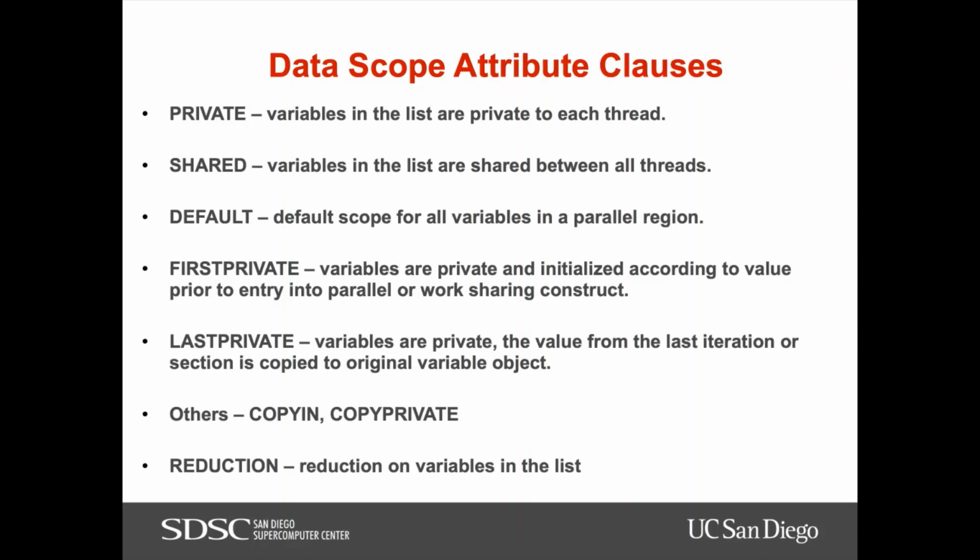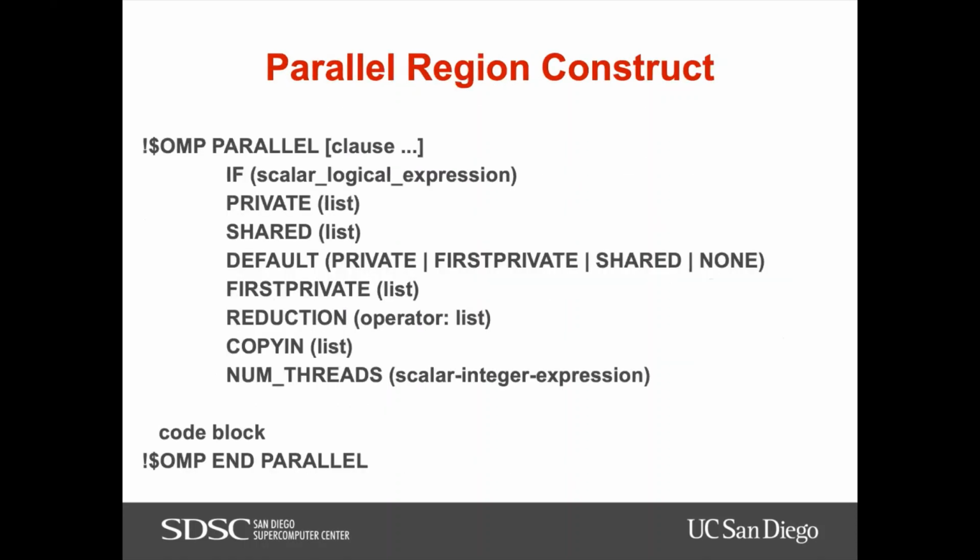Default, as I mentioned, sets the default scope for the variables. Firstprivate basically says the variables are private, but they're initialized according to the value just before the entry into the parallel or work share construct. And lastprivate is the other way around. Basically, they're private, and then the value from the last iteration is copied to the original variable object. And there are all kinds of other things, so you can look at that. And the last thing is reduction, which basically lets you do a reduction on those variables. This we already kind of looked at in the code block.